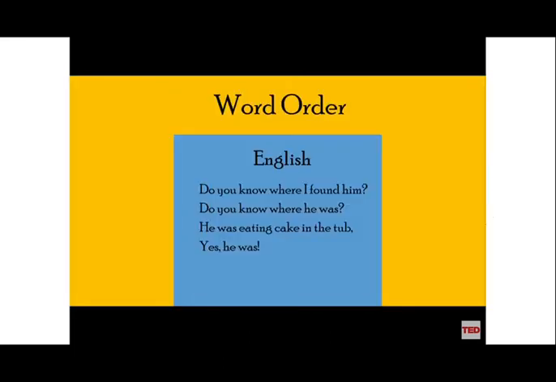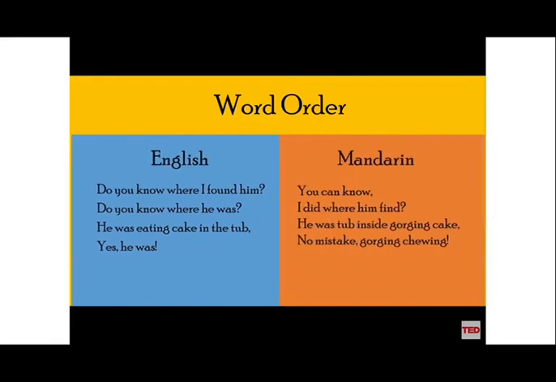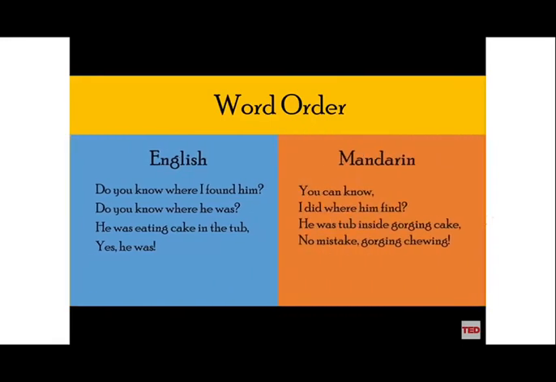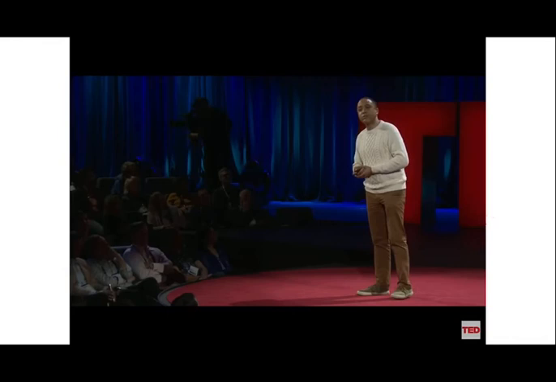So for example, The Cat in the Hat Comes Back, a book that I'm sure we all often return to, like Moby Dick. One phrase in it is, "Do you know where I found him? Do you know where he was? He was eating cake in the tub." Yes, he was. Fine. Now, if you learn that in Mandarin Chinese, then you have to master it. Fine. He was tub inside, gorging cake. No mistake. Gorging, chewing. That just feels good. Imagine being able to do that for years and years at a time.